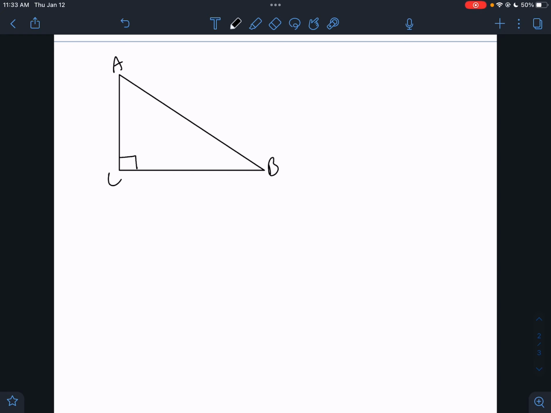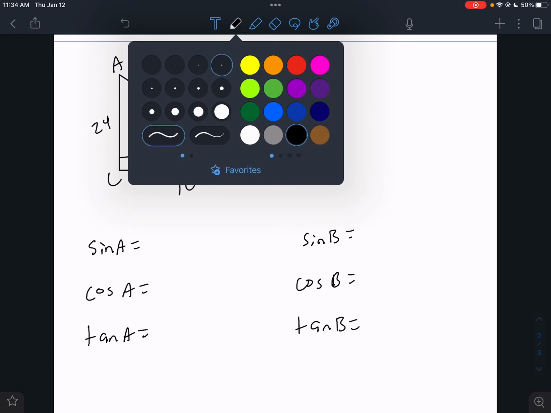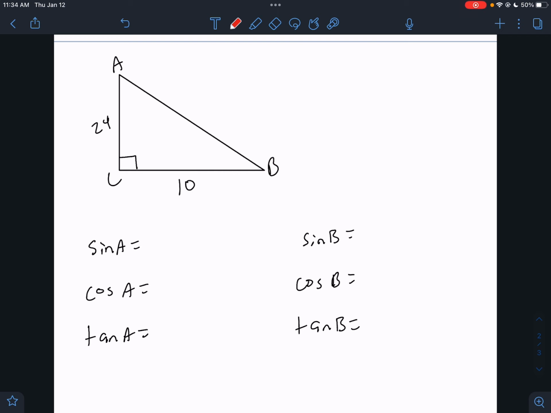Let's say we know two sides. We know that this side is 10 and maybe this side is 24. And I'm going to ask you for some questions. I'm going to ask you for the sine of angle A, the cosine of angle A, and the tangent of angle A. And then I'm going to ask you for the sine of angle B, the cosine of angle B, and the tangent of angle B. You have to know which ratio goes with which word. Like sine, you have to know is opposite over adjacent.